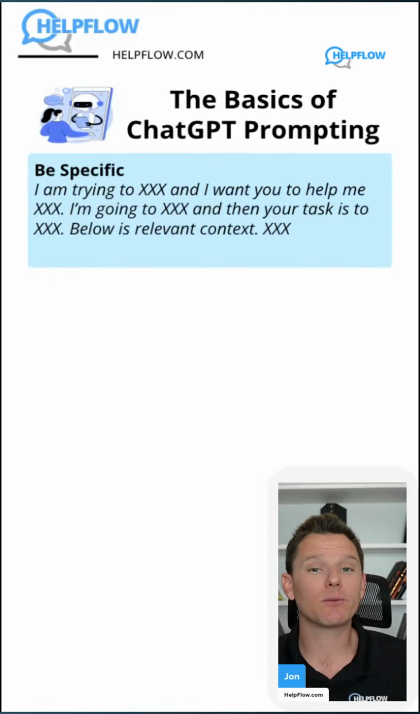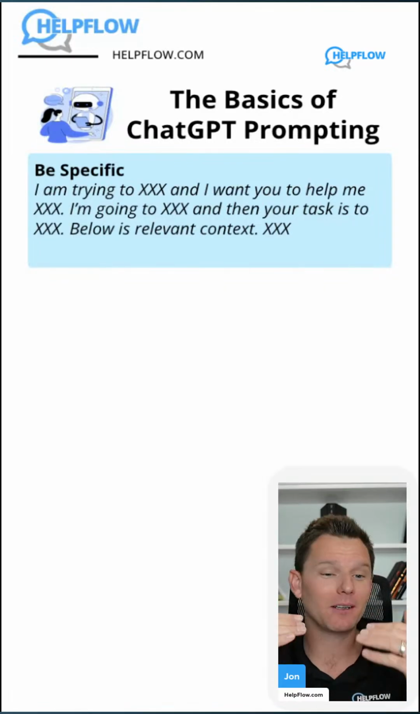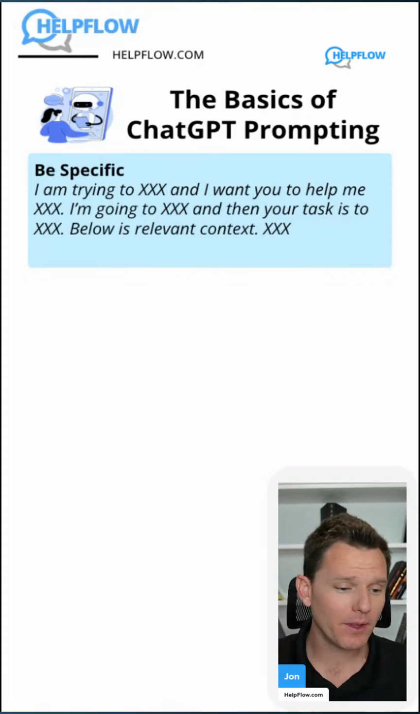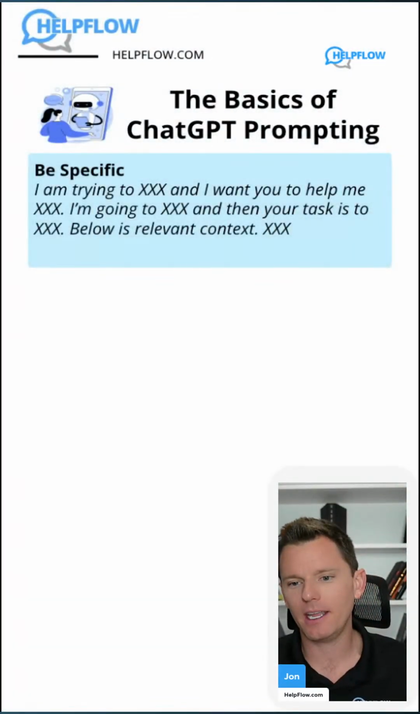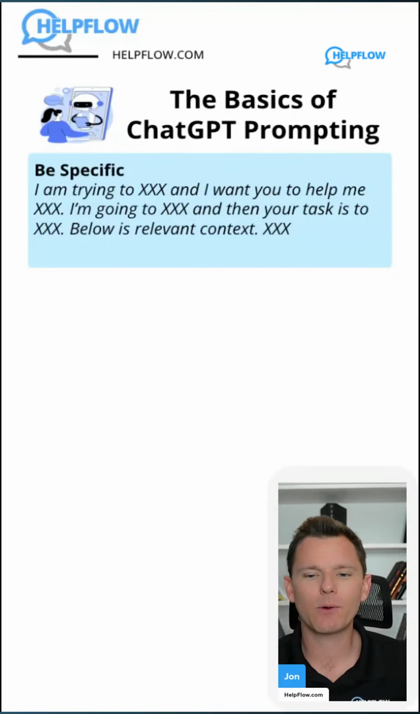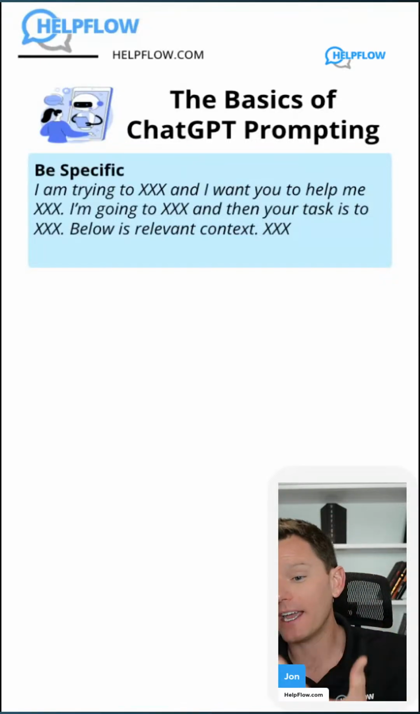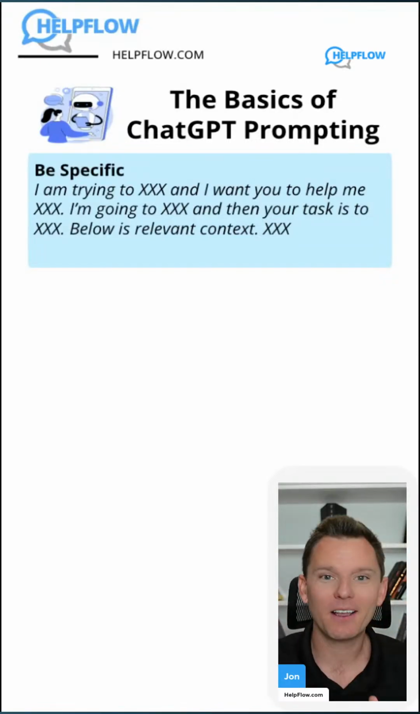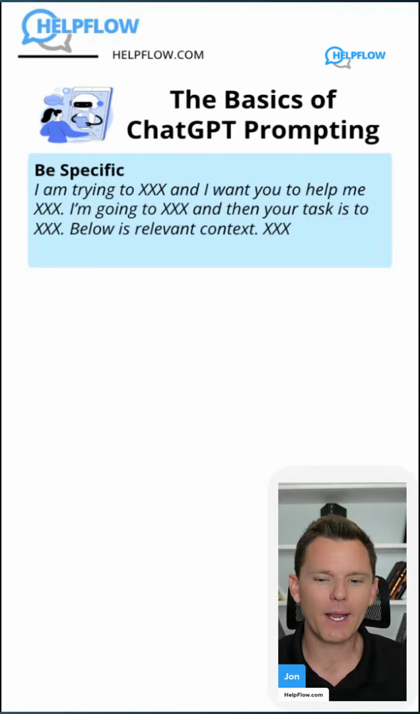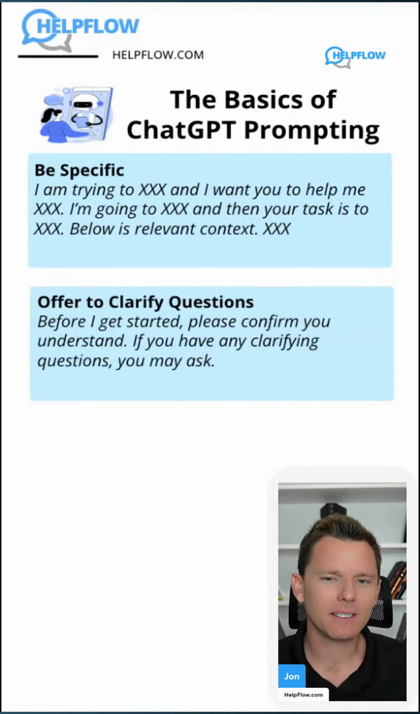And then you say below is relevant context, and you just start dumping in context. Dump in the email, dump in the client's business, dump in your sales outline that you already have, dump in FAQs about your sales process, whatever you want. So essentially what you're doing here is you're just being really specific. I'm trying to X, I want you to help me Y. I am going to X, and your task is then to Y. Below is the context, and then you just dump it all. Just be clear, be specific.